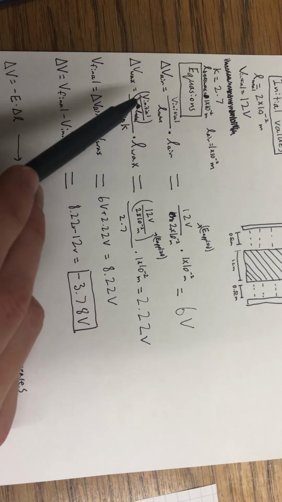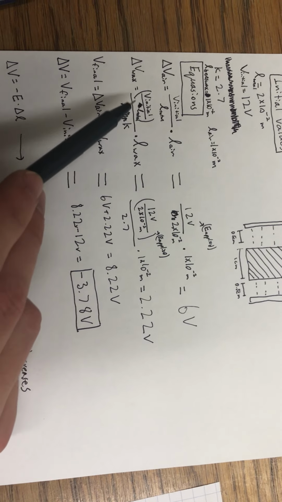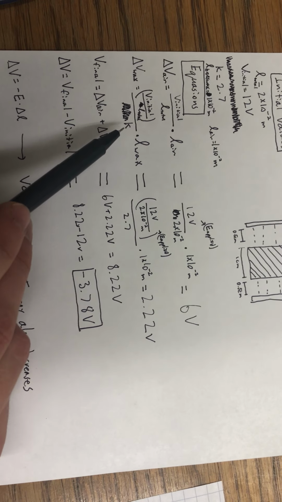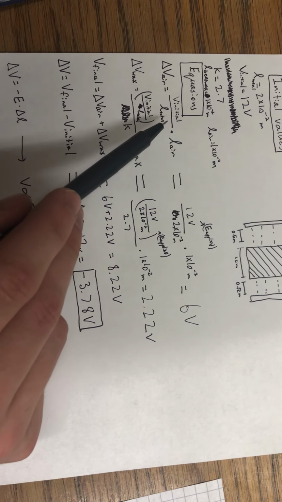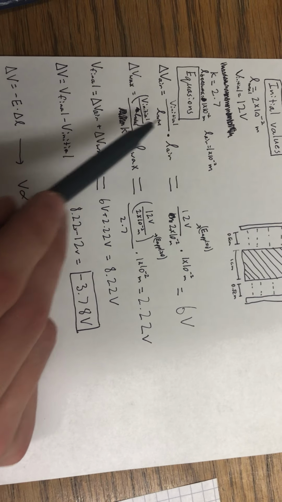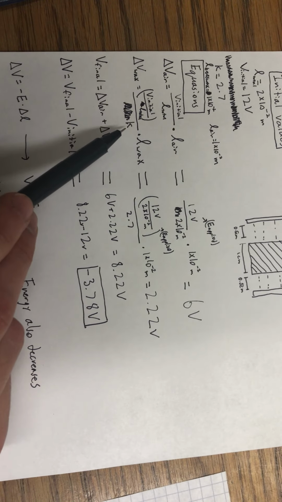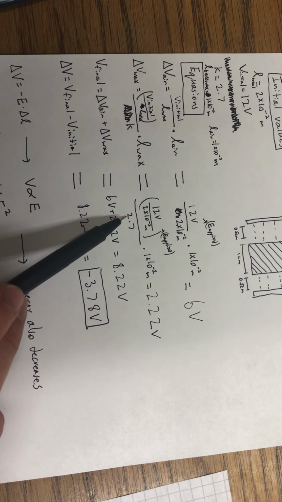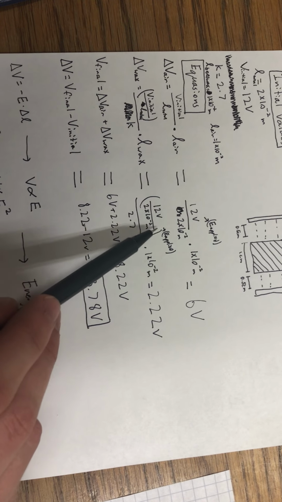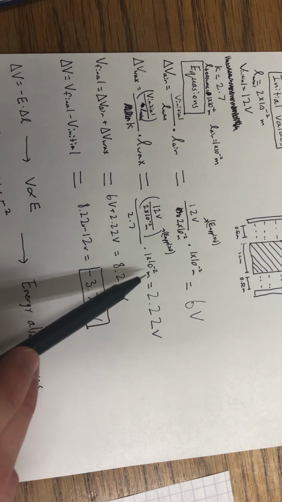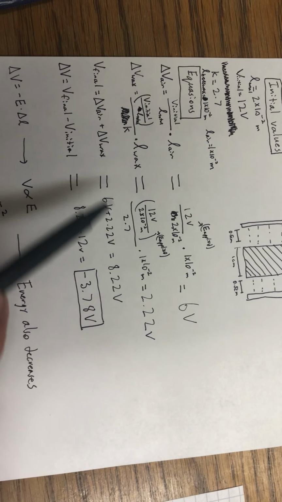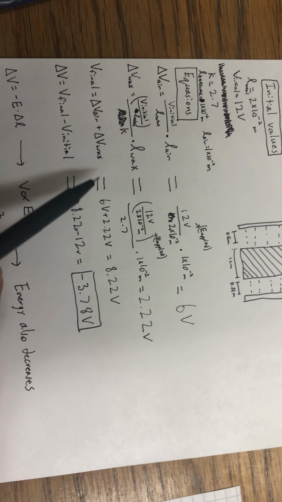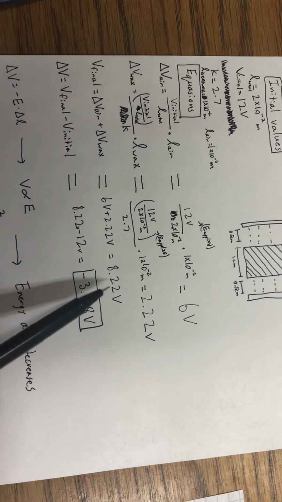The same way here with the wax, we use the applied E field, but then divide that by the dielectric constant. We also did that up here, but the dielectric constant of air equals 1, so it's not included. But the dielectric constant of the beeswax is 2.7, and then here's the E applied times the separation of the beeswax gets us 2.22 volts. So our final voltage, adding those together, is 8.22 volts.